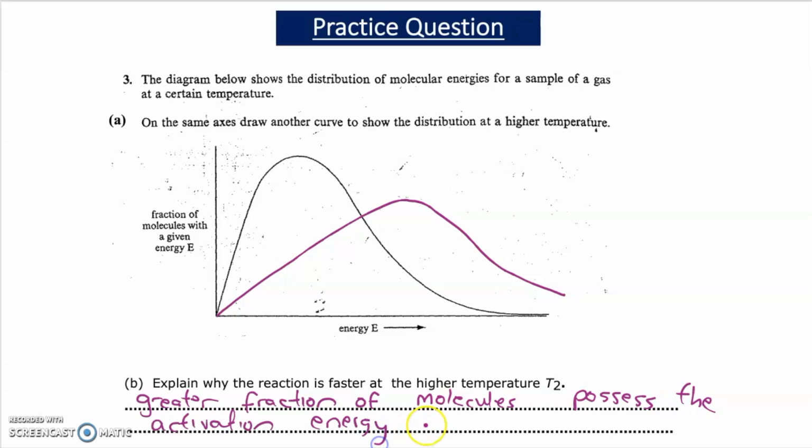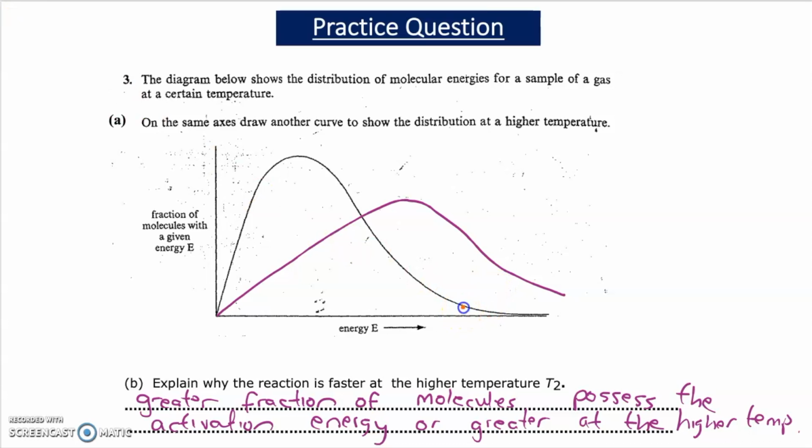Now, the reason that the reaction is faster at a higher temperature is because a greater fraction of molecules possess the activation energy or greater at a higher temperature. And I'm going to show you this now on the graph.